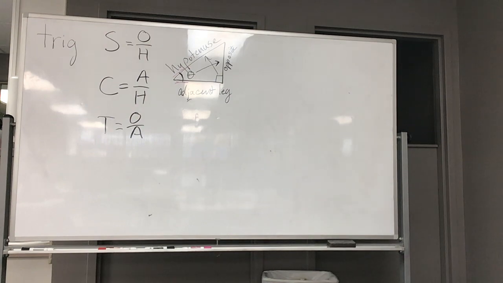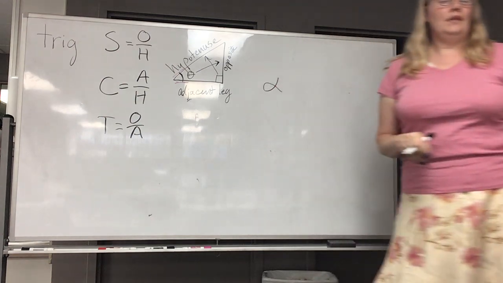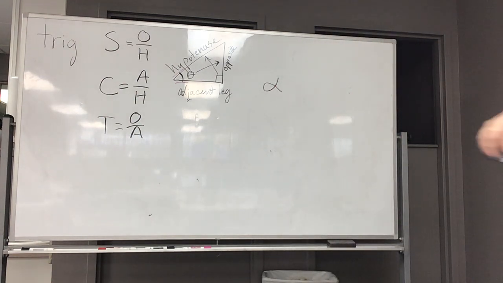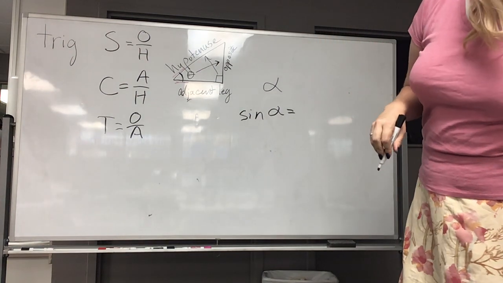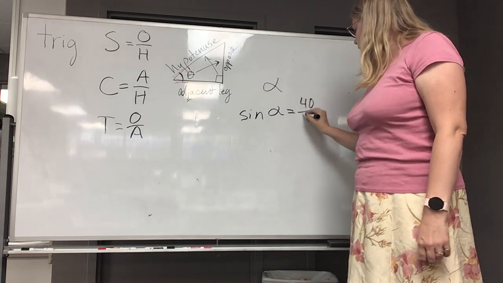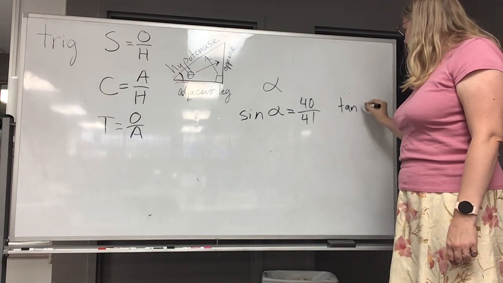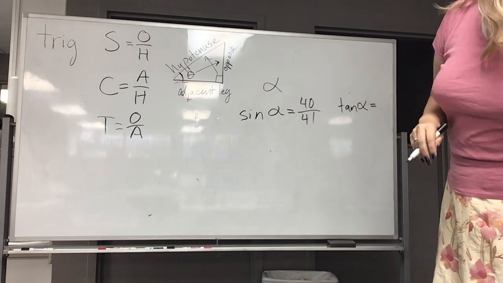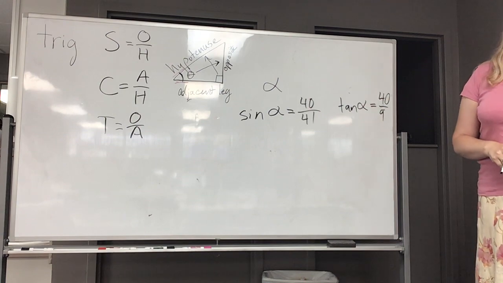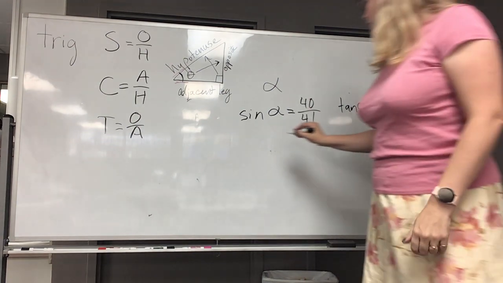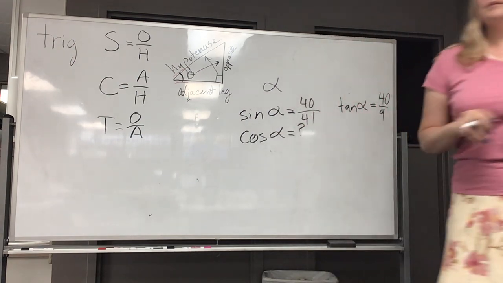All right, another one. For an angle with the measure A, what looks like this alpha, the sine of alpha equals 40 over 41, and the tangent of alpha equals 40 over 9. And we are asked to find the cosine of alpha. Give it your best shot.